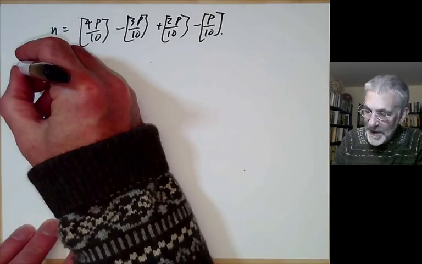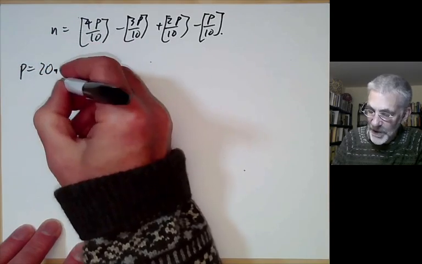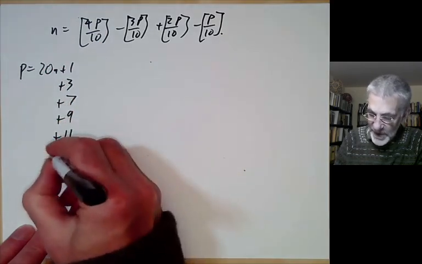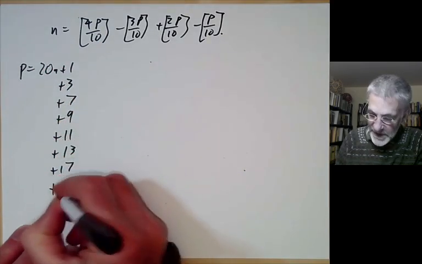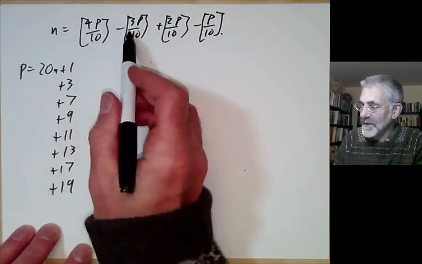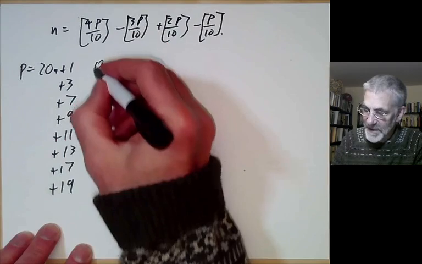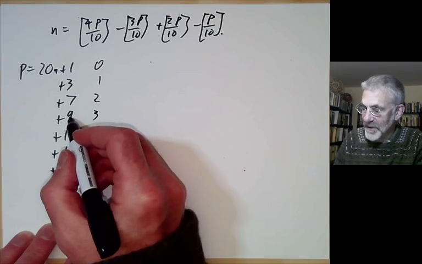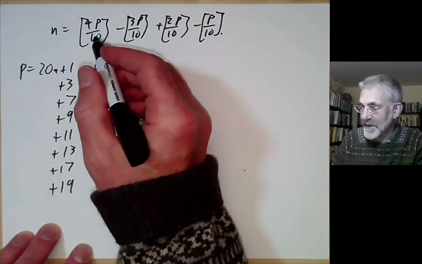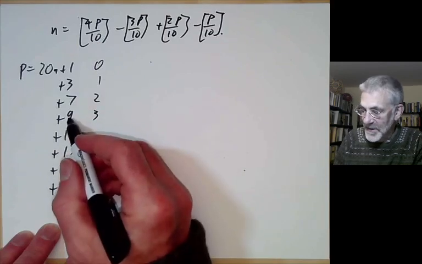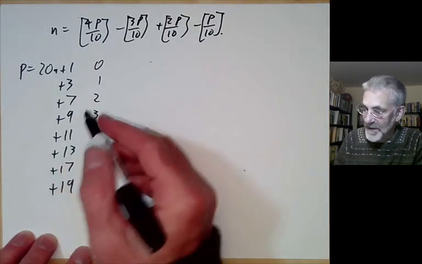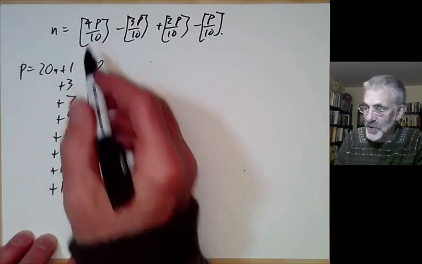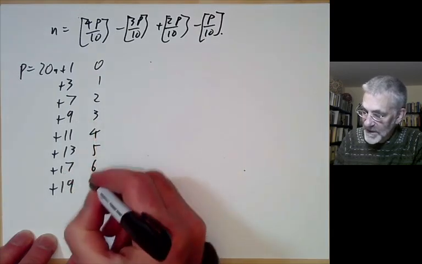So what we do is we have this big table. p can be 20n plus 1 or plus 3 or plus 7 or plus 9 or plus 11 or plus 13 or plus 17 or plus 19. Now we work out these four terms here. So 4p over 10 will go 0, 1, 2, 3. So we get 3 here because 9 fours are 36, and when we divide that by 10 we get 3 plus a remainder. I'm missing out the 20n divided by 10 because that's always going to be 2n, which is even. And we get 4, 5, 6, and 7.